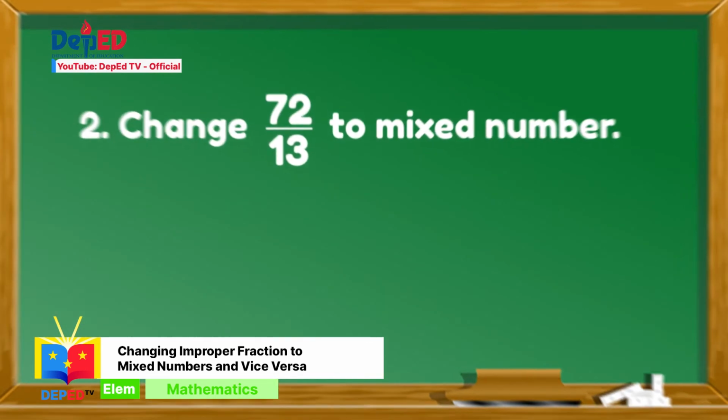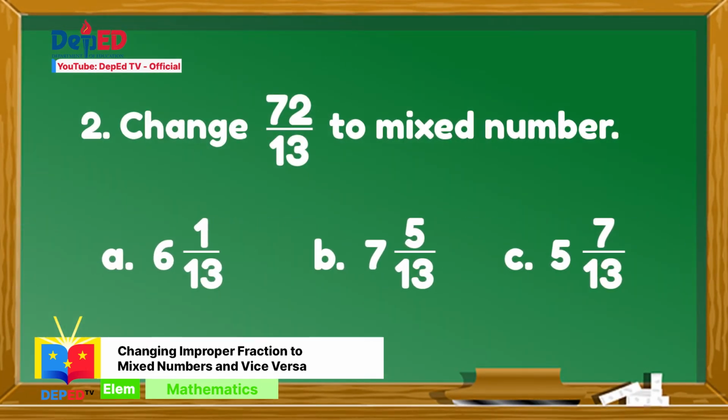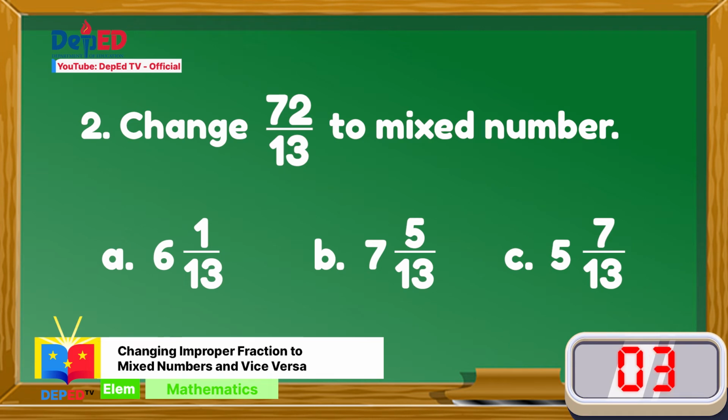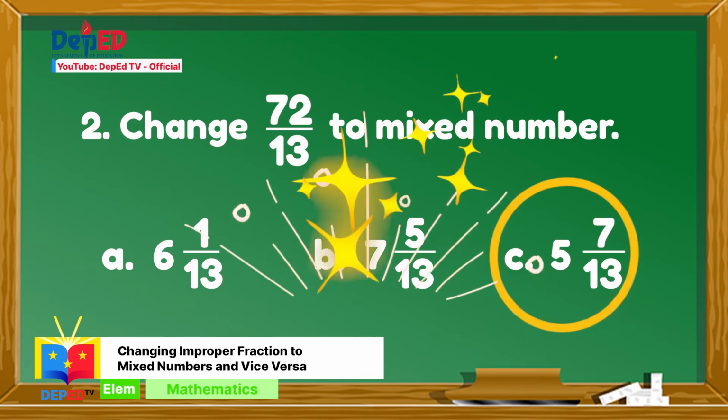Number 2, 72 over 13. A, 6 and 1 over 13. B, 7 and 5 over 13. C, 5 and 7 over 13. Letter C. Great job!